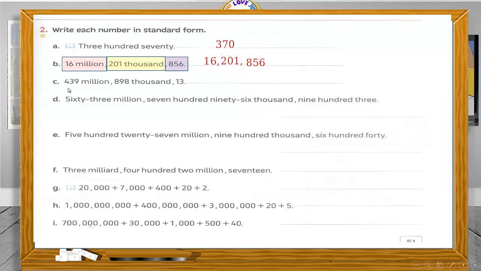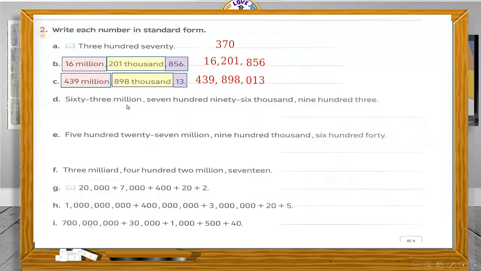3 periods here. Next one, 439 million. This is the first period. Write 439 million and put a comma after each period, or after 3 digits. Don't forget that. Next period we have 898,000. Write 898. And in the last period we have 13. 13 means 1 in tens place and 3 in ones place. But in the hundreds place, put 0. Because we know each period should have 3 digits. So you should put 0 in the hundreds place.